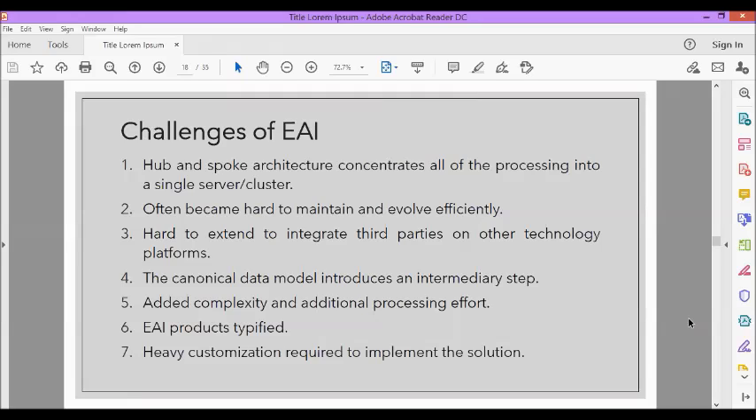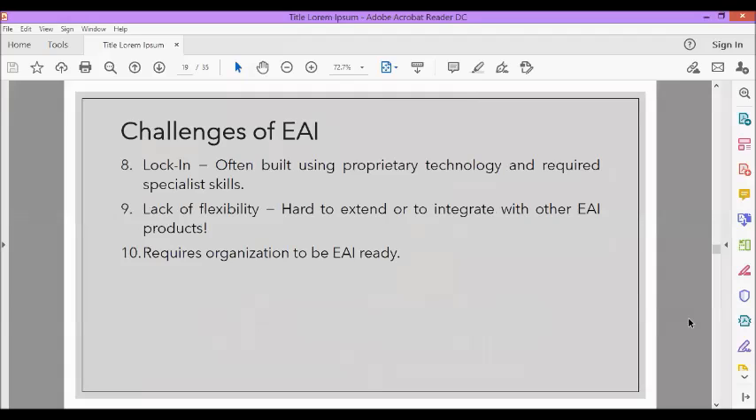Number 6, EAI products are typified. Number 7, heavy customization is required to implement the solution. Number 8, lock-in, often built using proprietary technology and requiring specialist skills. Next is lack of flexibility, hard to extend or to integrate with other EAI products. And the last one requires the organization to be EAI ready.